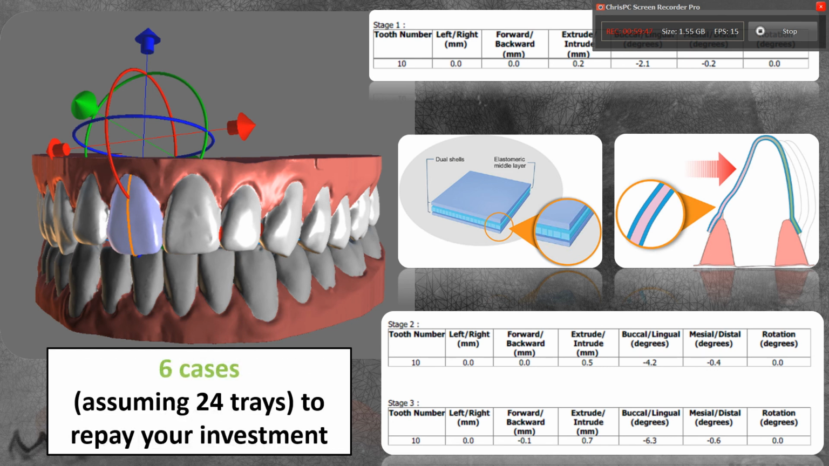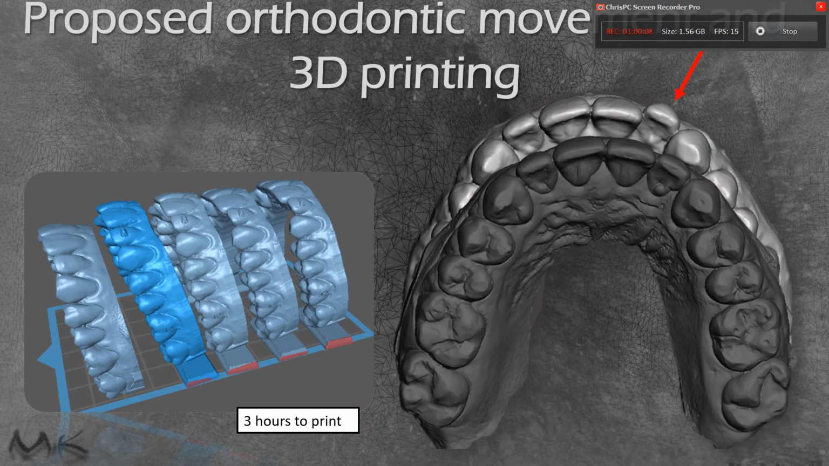So if we're assuming 24 trays, or 12 trays per arch, we only really have to do about 6 clear aligner cases to pay off a really nice 3D printer setup. So this is a very, very good way to utilize your 3D printing technology and also increase the effectiveness of your intraoral scanner. So you can see here, here's my proposed orthodontic movement.